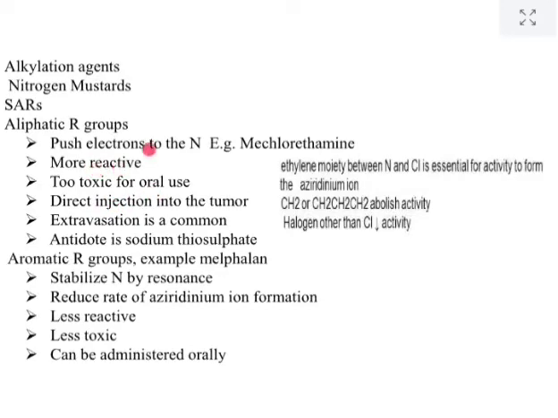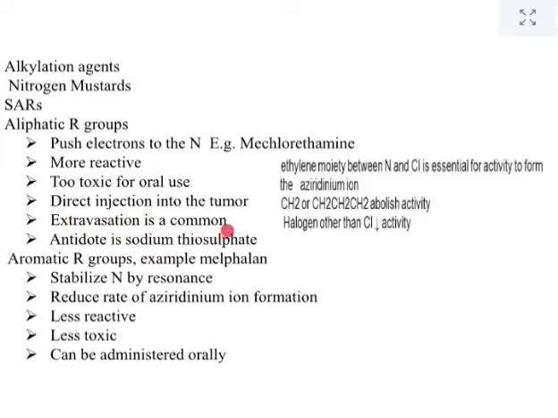And aliphatic groups, as we have seen, push electrons to the nitrogen, and we have seen methylamine is more reactive, too toxic for oral use. Direct injection into the tumor is even preferable. They will bring about extravasation, which is common. Extravasation is when the drug leaks, and because this drug is highly reactive, it destroys the blood vessels. So there can be a lot of extravasation.